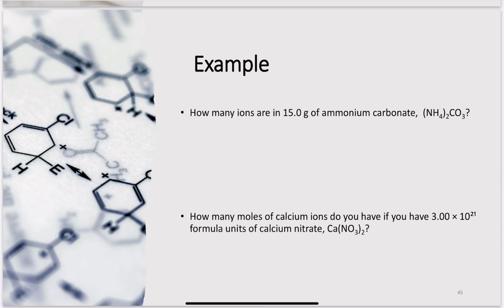How many ions are in 15 grams of ammonium carbonate, (NH4)2CO3? So this one is asking how many ions. It's not specifying which one. So I have to think about what ions I have present. I have 2 ammonium ions, so 2 of my ammoniums and then 1 carbonate ion. There's 3 ions for every 1 mole of ammonium carbonate.